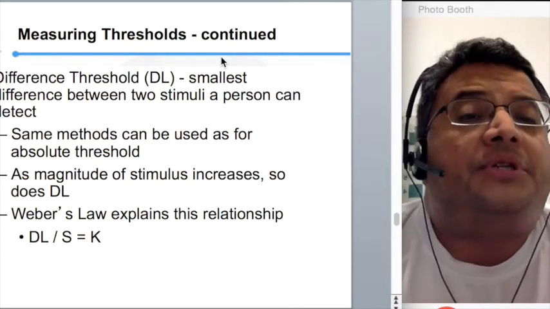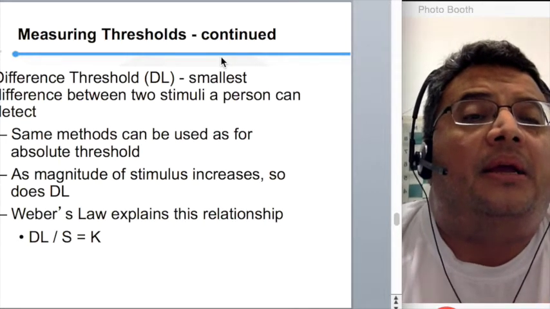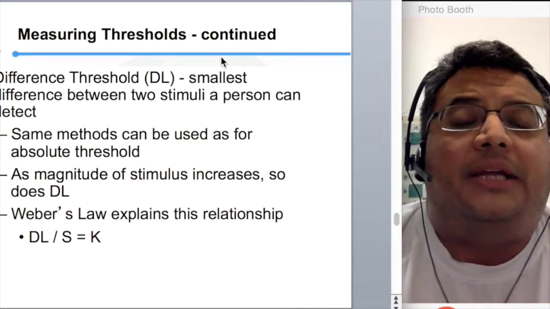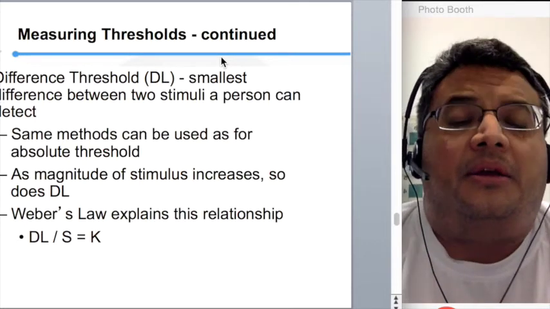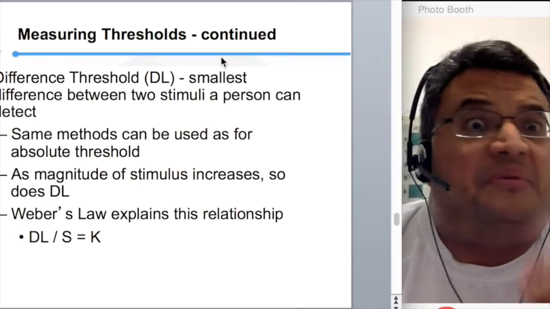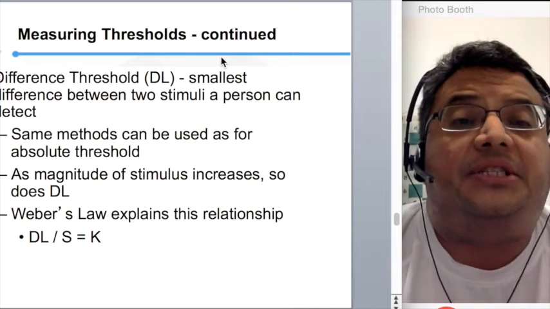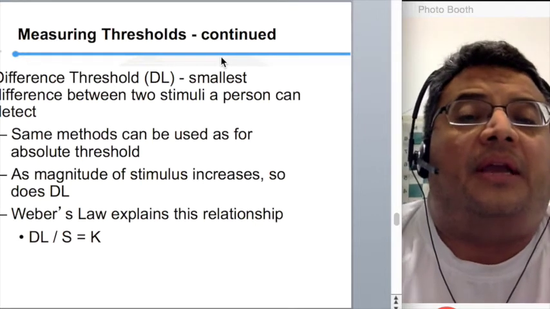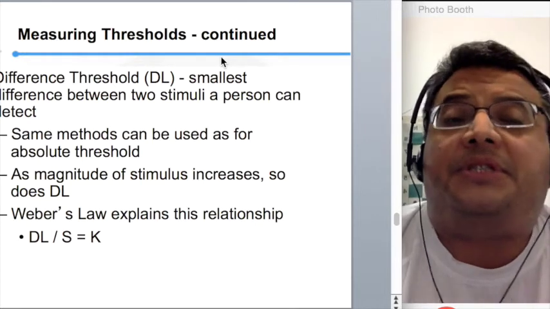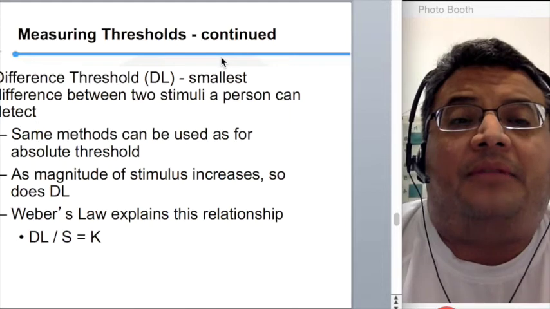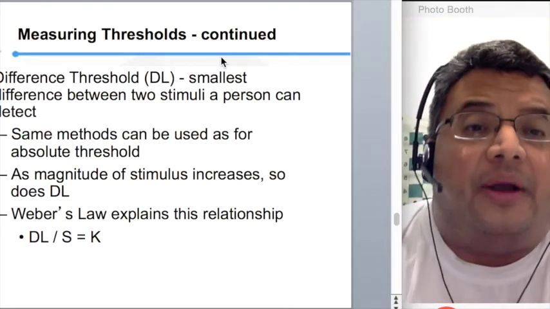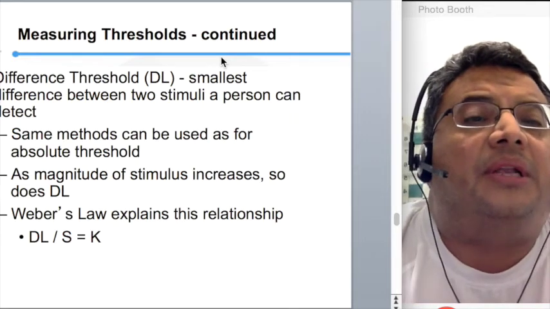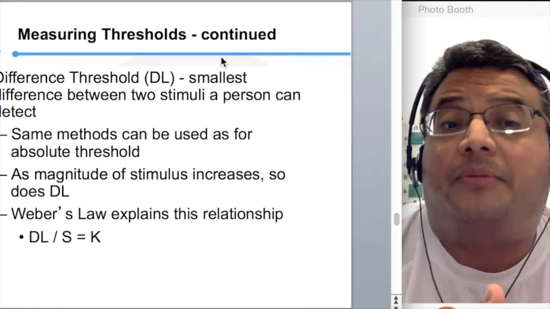On the other hand, if you were standing outside in pitch black, with no stars, no moon, no lights anywhere, you'd be able to see that candle from a mile away. We can actually see single candles on a clear, dark night from very far away. The reason is that the magnitude of the background stimulus is very low, so it doesn't take that much extra light or extra stimulus for you to be able to perceive it.